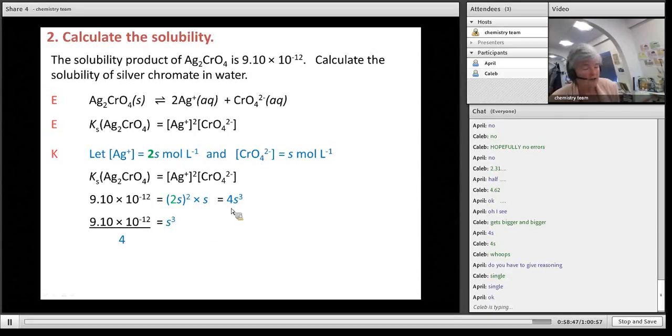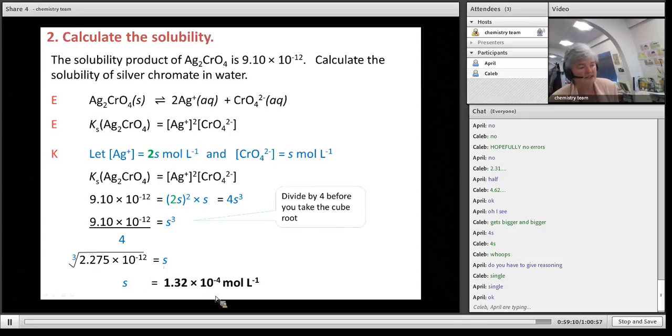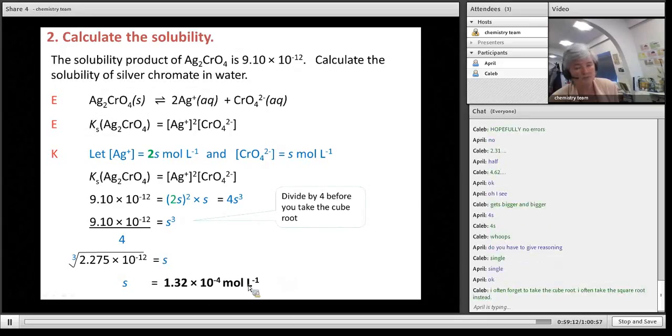I really recommend you divide by 4 first before you take the cube root, because if you try and do it in one step, students tend to make silly errors. So if you've got 4 on this side, divide both sides by 4, get that answer, then take the cube root. Then you get that answer, and that is moles per liter. And this is the shorthand form as well, because you're using the 4s cubed.